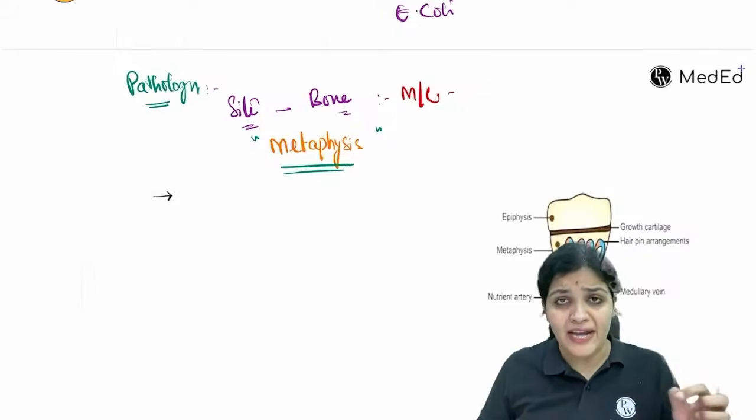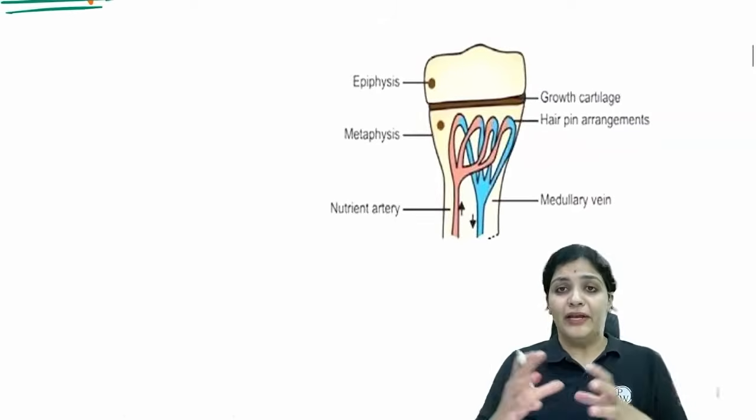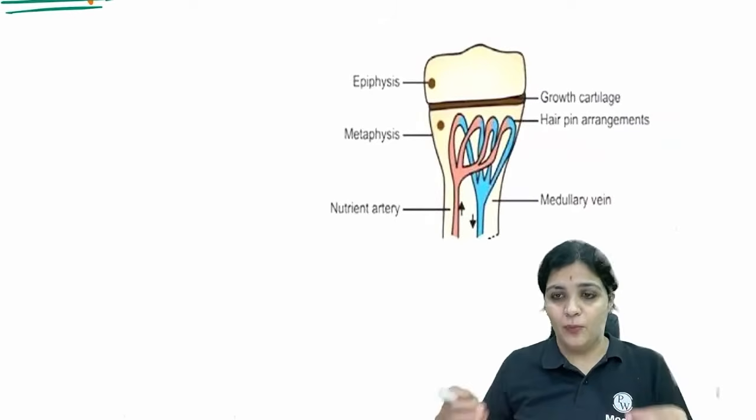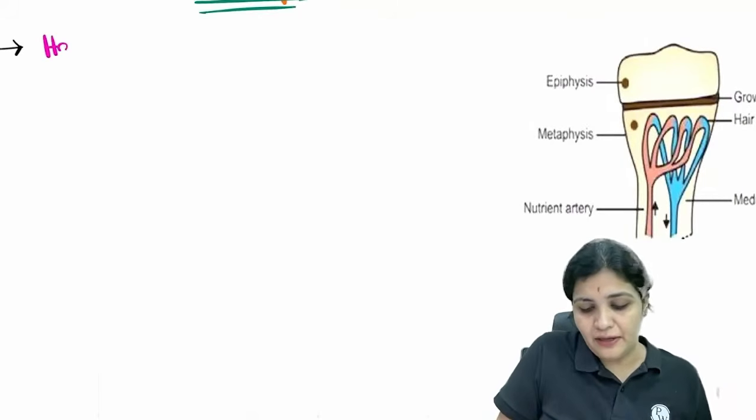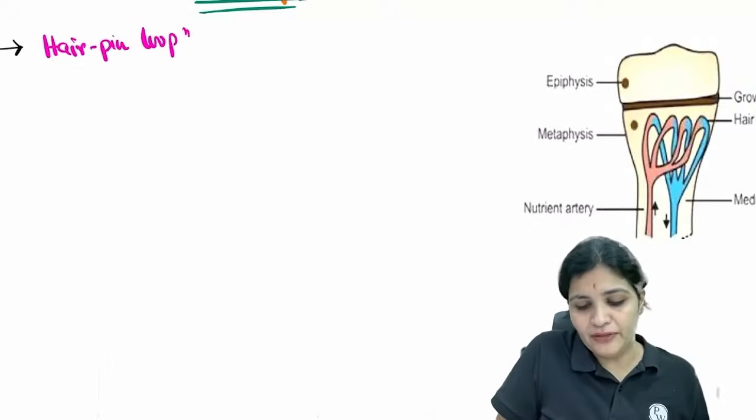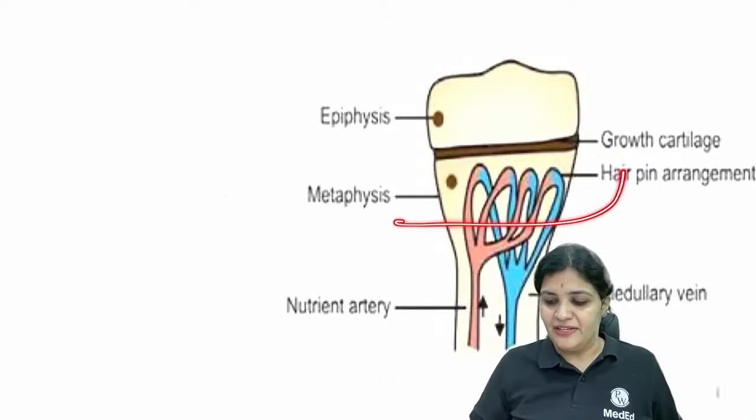And why the organism has specifically chosen this metaphysis is because of the orientation, the arrangement of the blood vessel pattern, that you have to remember. The blood vessels are arranged in a hairpin loop. So this is the metaphysis area, and you can see this is the artery and this is the vein.